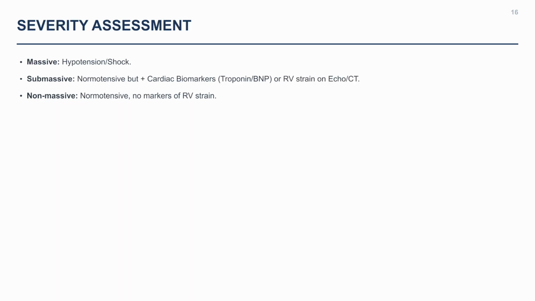PE severity is classified into 3 categories. Massive PE involves hemodynamic instability or shock. Submassive PE is normotensive, but shows evidence of right heart strain: elevated troponin or BNP, or RV strain on echo or CT. Non-massive PE is normotensive with no biomarker elevation and no RV strain. This classification directly drives your management decisions, particularly regarding thrombolysis.